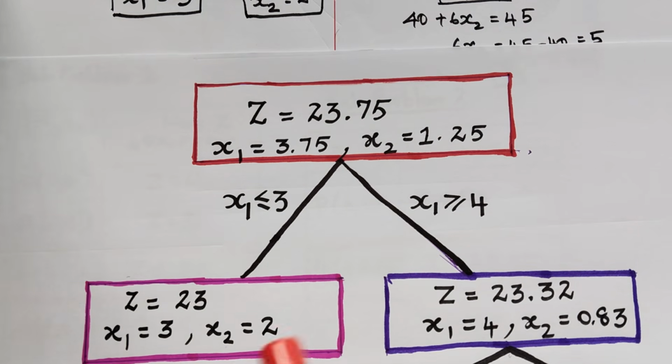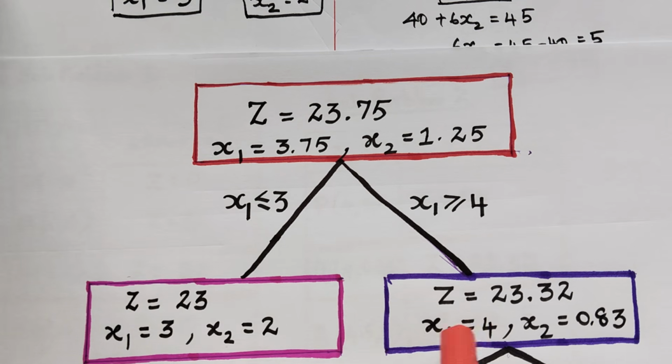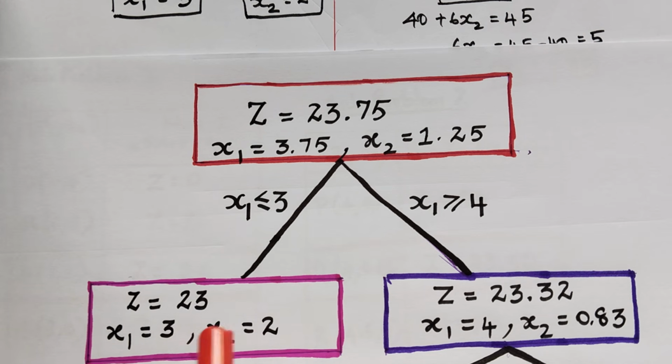So these two. Now if you see here, the solution is integer because the value of x1 is 3 and the value of x2 is 2. So this gives us integer values for x1 and x2. So we observe that the problem is optimum at this point. But subproblem 2 has not given integers, because one value is an integer and the other value is a decimal value, 0.83.